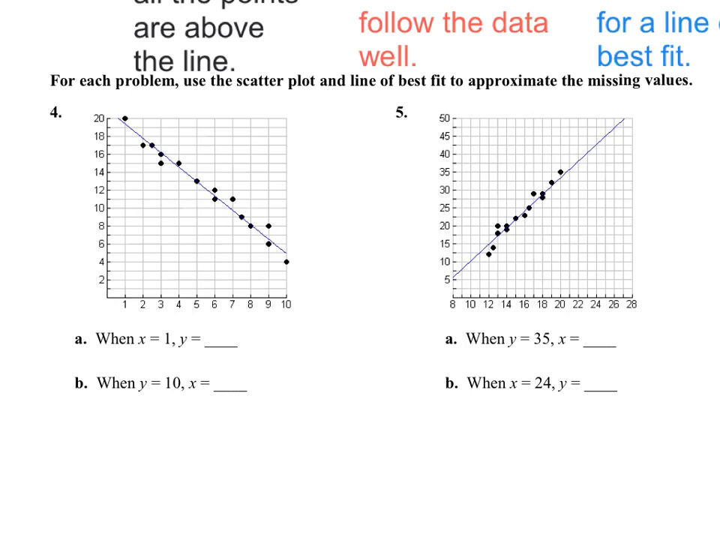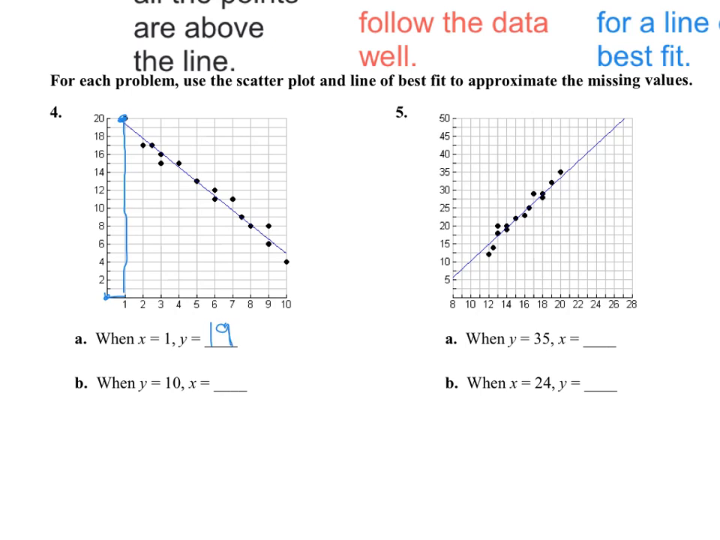For part A, on number 4, it says when x is 1, what's the value for y? So from the origin, I'm going to go over 1 and all the way up, and approximate the value of that point right there. So what's the approximate value of that when that line's there? It's about 19. So it's an approximation.